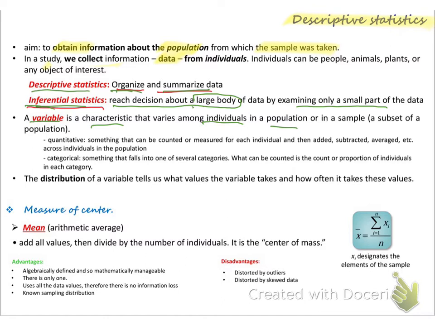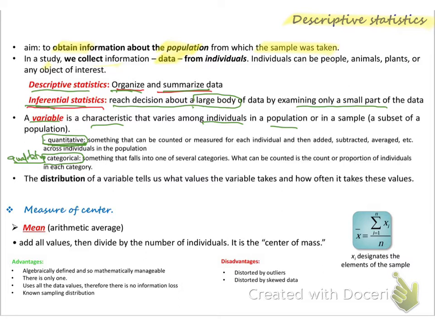Quantitative comes from the word quantity, and categorical is also sometimes called qualitative, from quality, not quantity. But here it is famous as categorical. Quantitative is the one for which we have a reading for each individual. So for each person, we have his height, his eye color. For categorical, we just have categories.